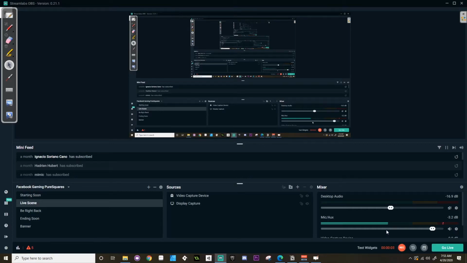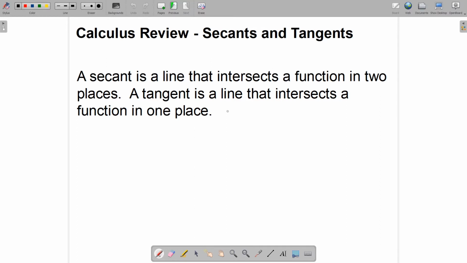Okay, welcome back, guys. So today we're going to be talking about secant and tangent lines. So let's bring up the notes here. So today we're continuing our review, and we're going to remind you what a secant line is and what a tangent line is.